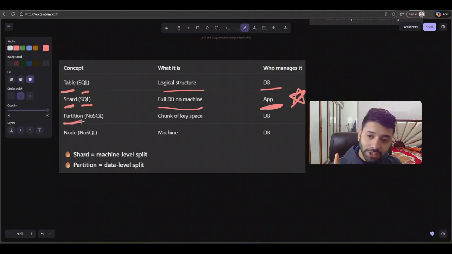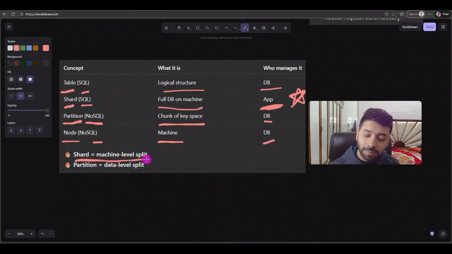When we talk about a partition in a NoSQL database, it is like a chunk of key space, and this is managed by the database. Similarly, a node in NoSQL is a different machine, and this is also managed by the database. So a shard is like a machine level split, whereas a partition is like a data level split.